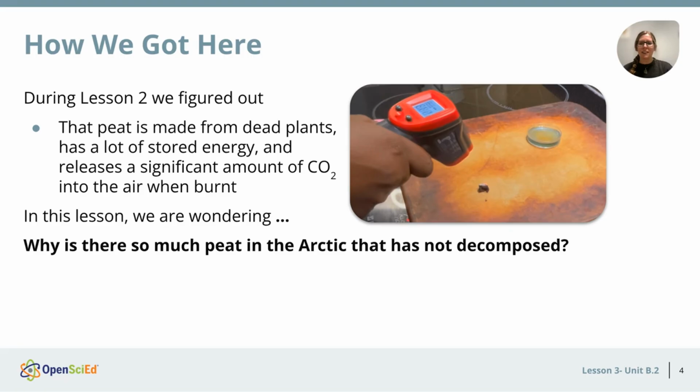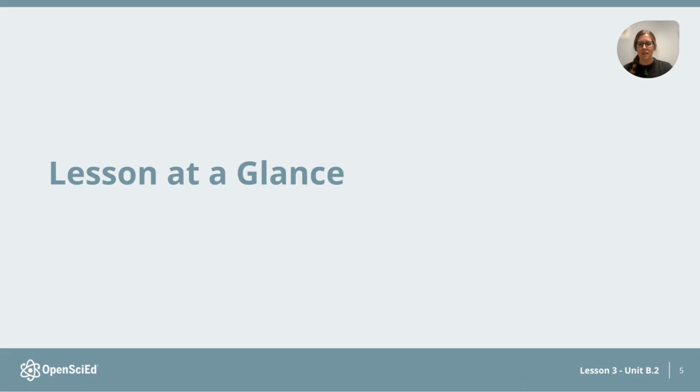Let's see how we got here. In lesson 2, we figured out that peat is made from dead plants, has a lot of stored energy, and releases a significant amount of CO2 into the air when burnt. In this lesson, we are wondering, why is there so much peat in the Arctic that has not decomposed?